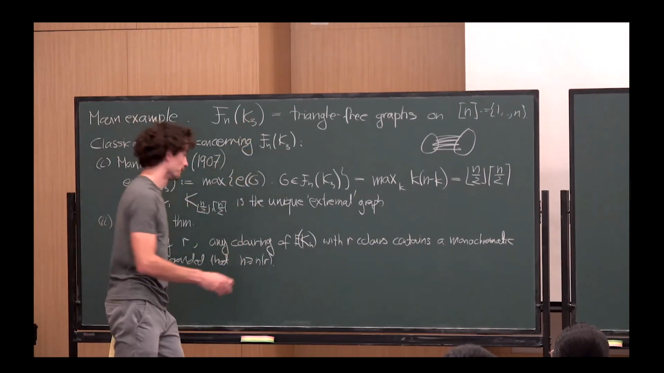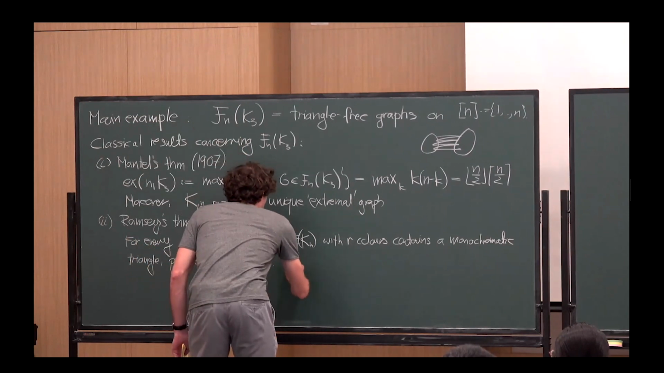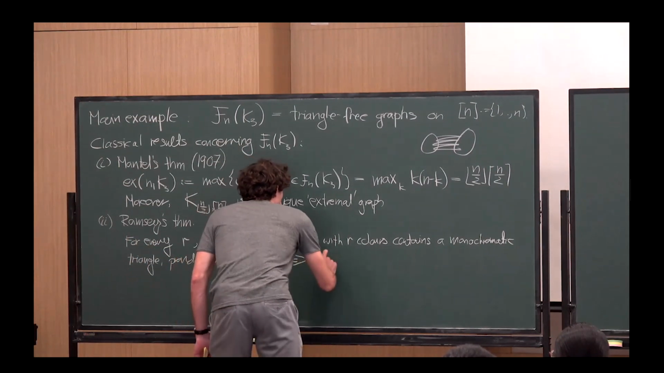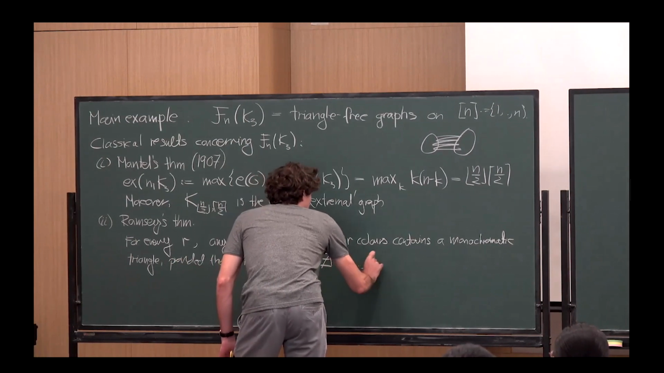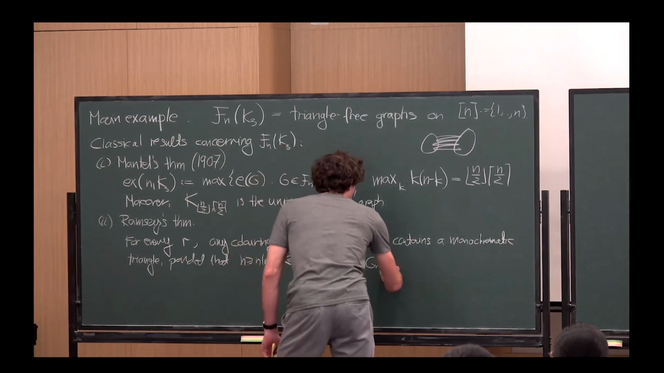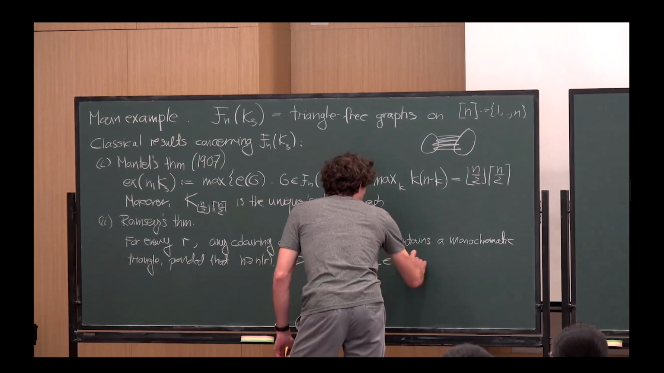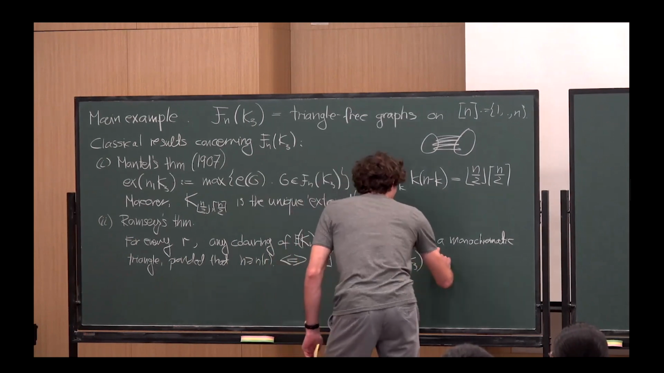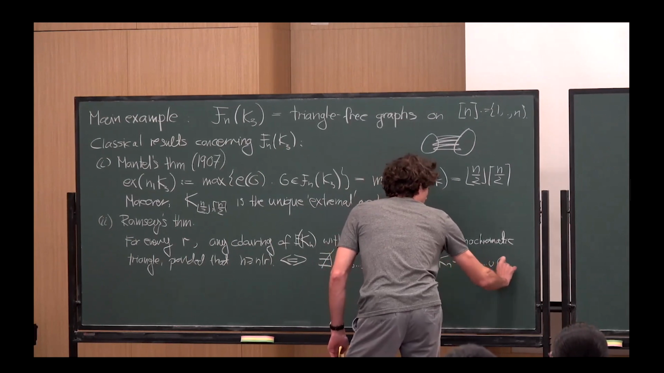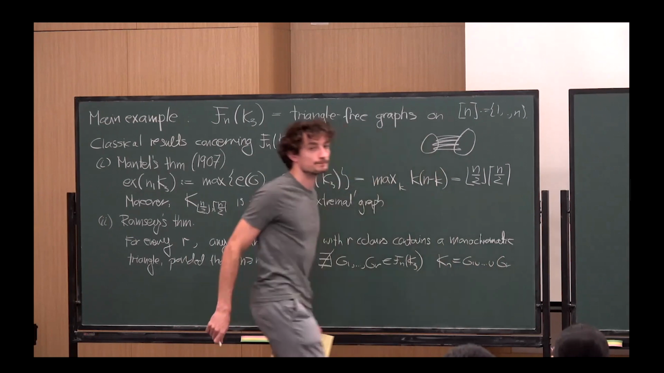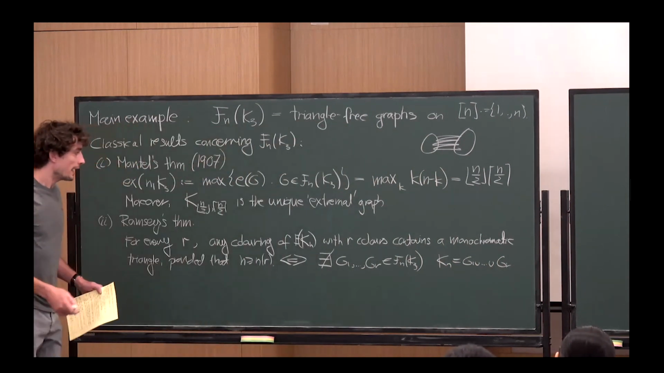So equivalently, it is not true that we can find graphs G1 up to Gr, which are triangle-free, such that Kn is their union. Again, provided that n is sufficiently large.